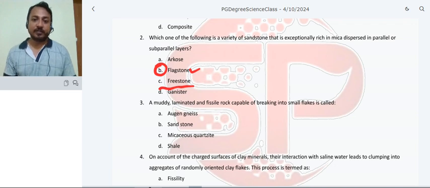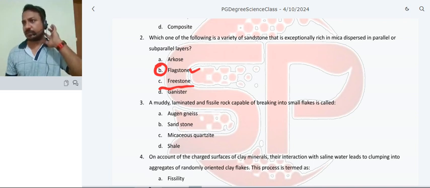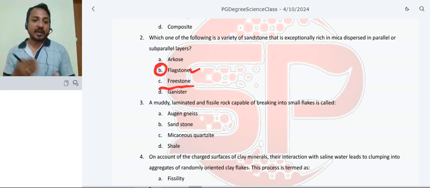Then comes ganister. Ganister is a very hard, fine grained sandstone. It is also metamorphosed to quartzite, but it contains 98% SiO2, so it can be used in blast furnaces because it consists of fine grains and a single composition. So the answer here will be flagstone.